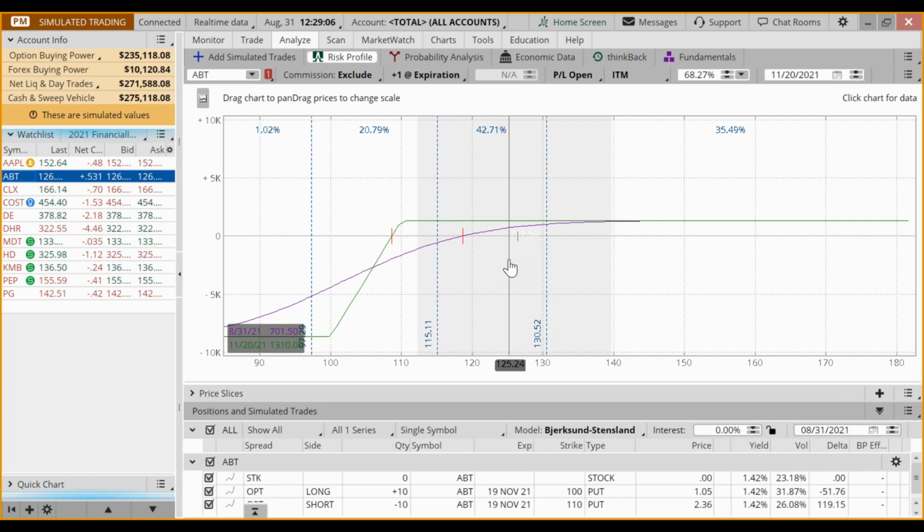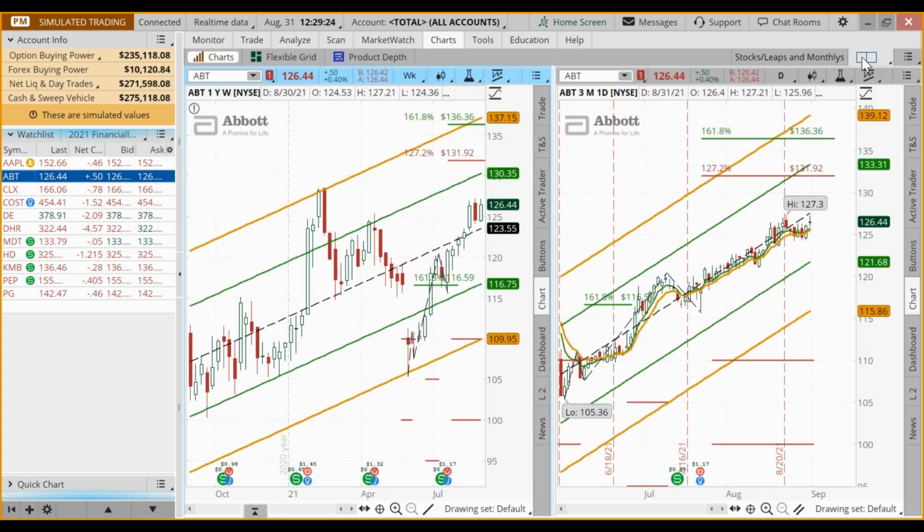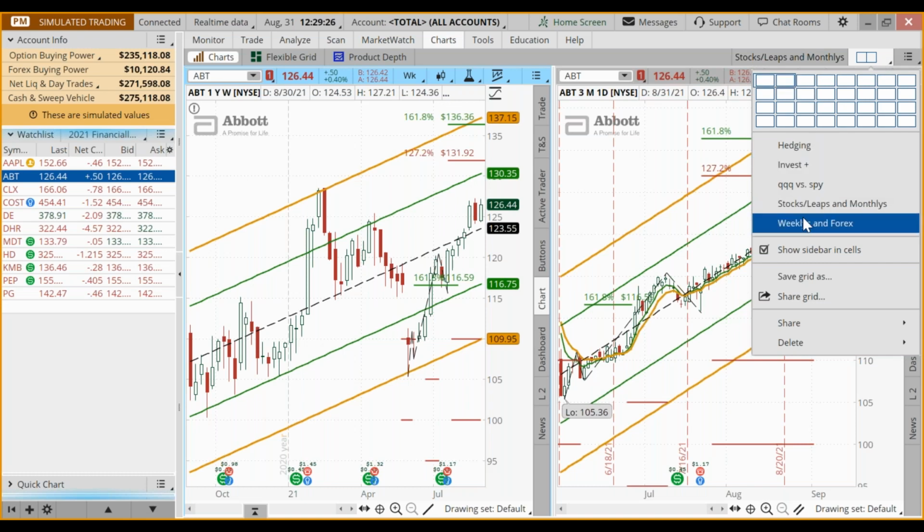Okay. So we have bull puts on Abbott, Danaher, Apple, and then four LEAPS, and then we have a bull put on Google on the monthly. Okay, so let's just take a peek. Did we see anything on the weeklies?